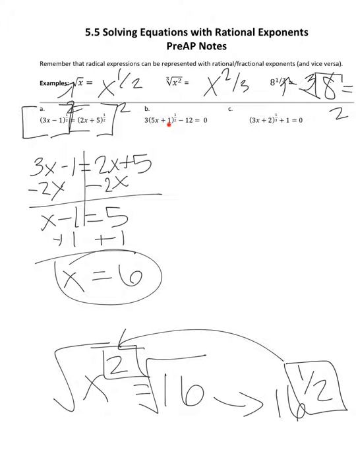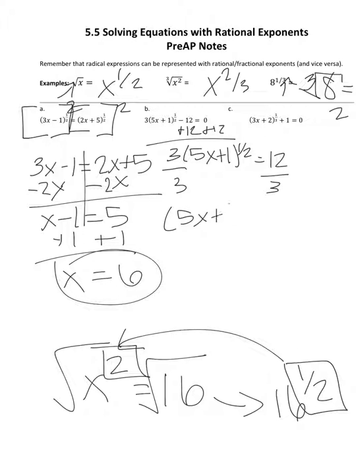We didn't have to isolate before because everything on this problem had an exponent. So we're going to isolate the part that has the exponent by moving the 12 and moving the 3 first, and then we'll deal with the exponents. So we're going to go ahead and add 12 to both sides. You end up with 3 times (5x plus 1) to the 1/2 equals 12. And then we're going to divide by 3. So you end up with (5x plus 1) to the 1/2 equals 4.